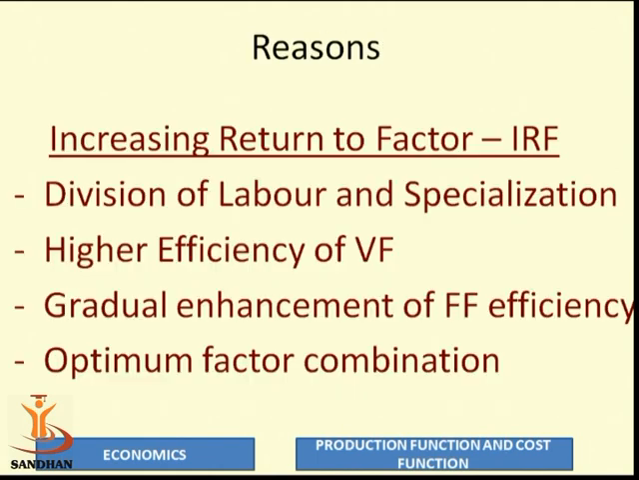So let us move to the first stage, that is increasing return to factor. Why does it happen? It happens because initially the firm is able to achieve a division of labor and specialization. Because of that, you will be able to achieve higher efficiency of the variable factor. Then there is gradual enhancement of the fixed factor. Finally, the optimization, we move into an optimum factor combination. All these increase the output at an increasing rate.